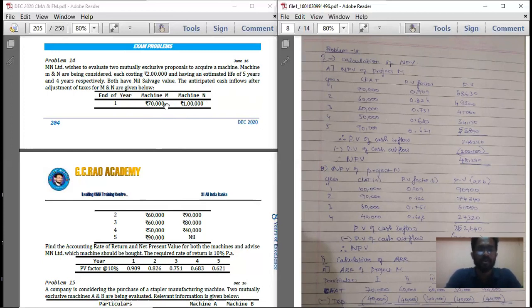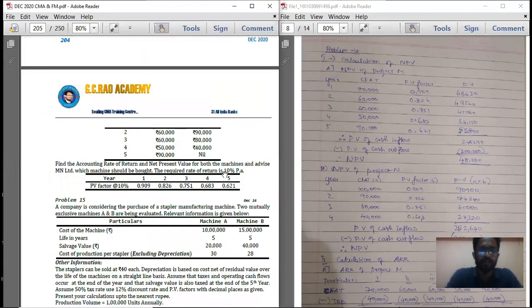For the first year, what they have given is 70,000. Record in the CFAT column in respect of year 1, 70,000. Year 2 record 60,000. Year 3 record 60,000. Year 4 record 50,000 and year 5 record 90,000. So in the CFAT column record 70,000, 60,000, 60,000, 50,000 and 90,000 for all 5 years. So this is the CFAT.